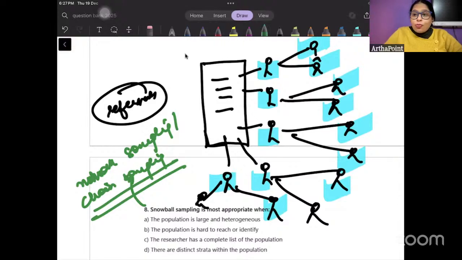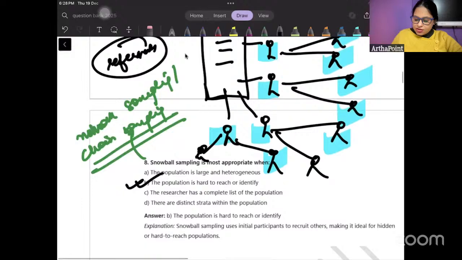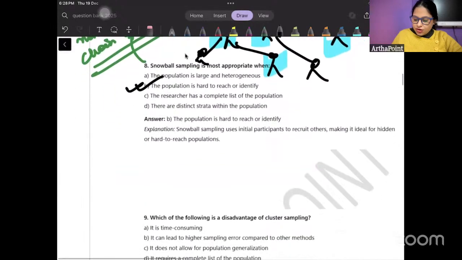So again there is no probability involved. This is all non-probabilistic, क्योंकि जो भी लोग मिल रहे हैं, you are selecting them through some network, right? They are not random in nature, and you will use them whenever the population is hard to reach. So the correct answer definitely is B. ठीक है, go ahead and do the next one.